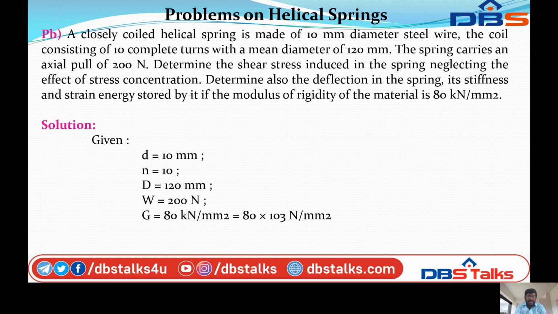Using the data, small d is equal to 10 mm, N is the number of turns of the coil, N is equal to 10, capital D mean diameter is 120 mm, and the axial pull W is equal to 200 newton. Modulus of rigidity G is equal to 80 kilonewton per mm square, which is converted to Newton per mm square, 80 into 10 cube Newton per mm square.